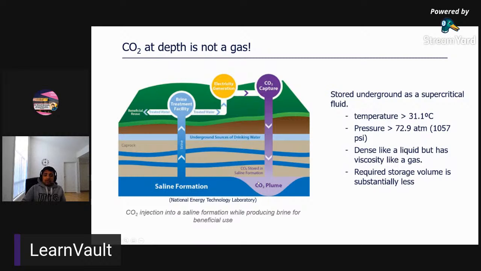But these saline formations are generally at a depth greater than 1,000 meters. That's a significant depth, right? At that depth, the temperature and pressure of the formation are pretty high, much higher than the critical point of CO2. If you remember from your studies of the phase diagram, when CO2 has a pressure and temperature higher than the critical point, it exists in a supercritical state. So when you have to inject CO2 in such formations, you have to inject it in a supercritical form. The critical point for CO2 is at a temperature of 31.1 degrees Celsius and a pressure of 72 atmospheres, or roughly 1,000 psi.